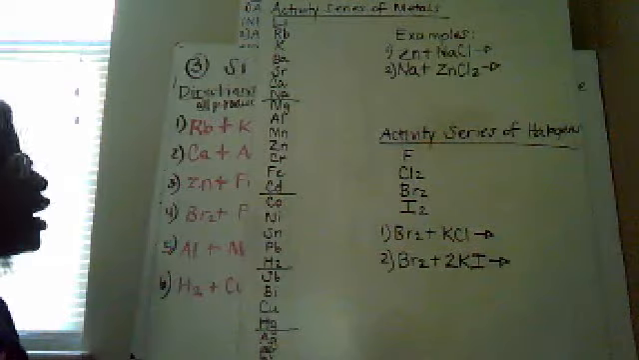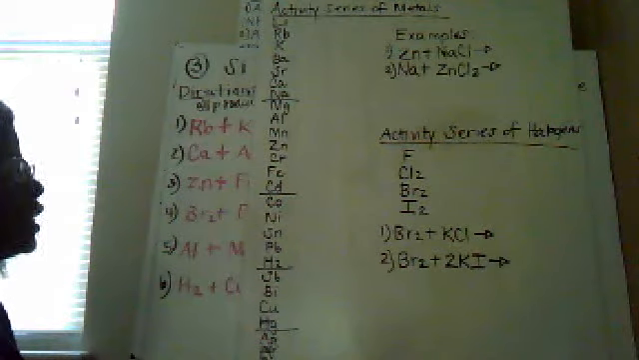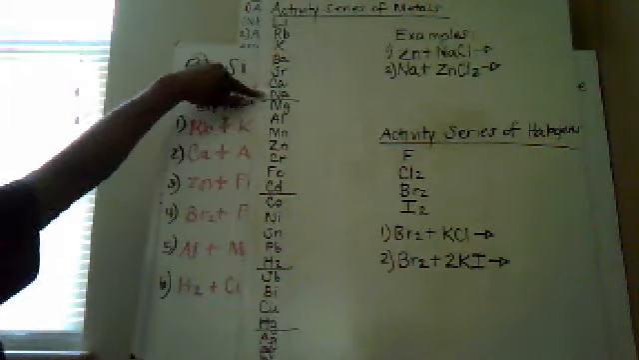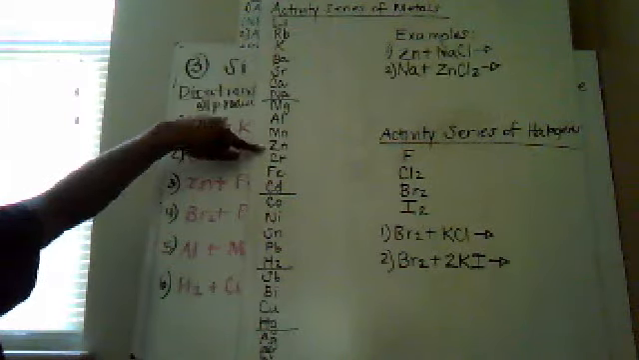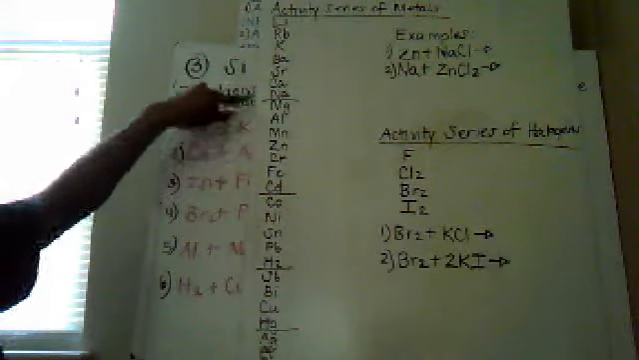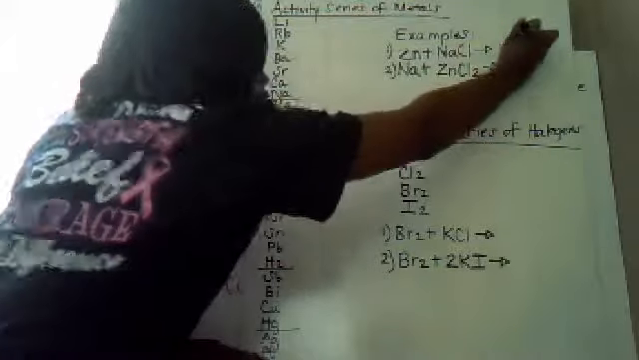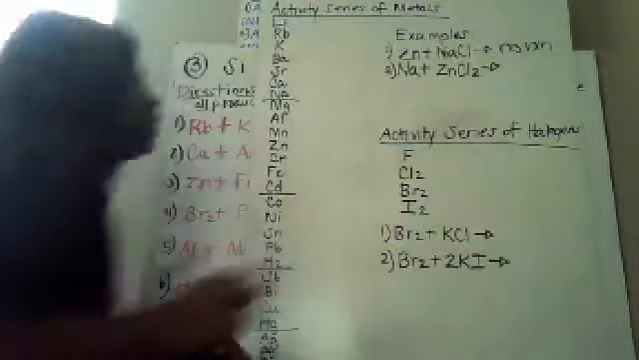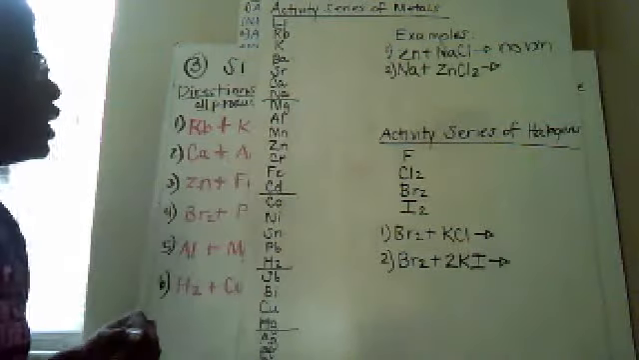So here we're trying to replace the sodium with the zinc. So we locate the zinc. The zinc is down here, but our sodium is up here. This means that our zinc can only replace the things below it, so it's not able to replace sodium. So no reaction occurs here.